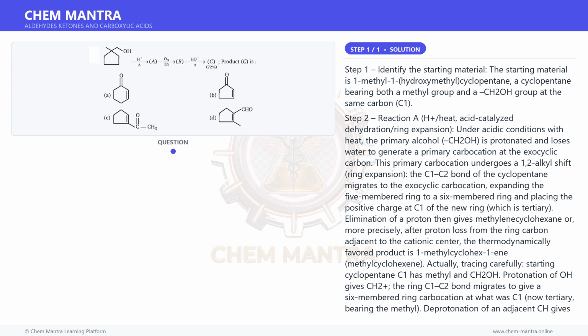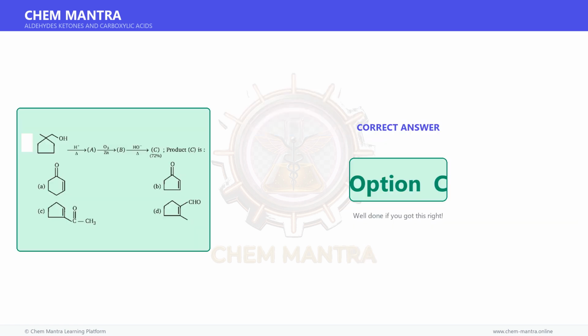Option C. Why do the other options fail? A. Cyclohexane would require a 6-membered ring aldol, which would need a 7-carbon dialdehyde, not formed here. B. Cyclopentane without substituent doesn't account for the methyl group from the starting material. D. Has CHO and methyl on a cyclopentene, inconsistent with the aldol product. Therefore, the correct answer is option C.